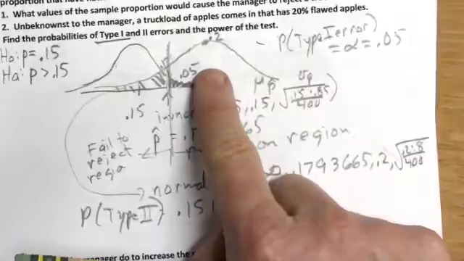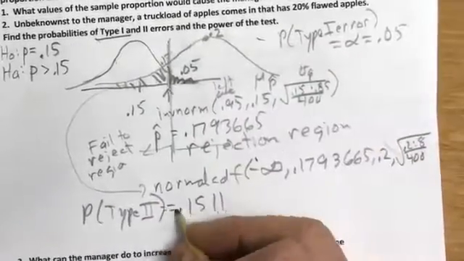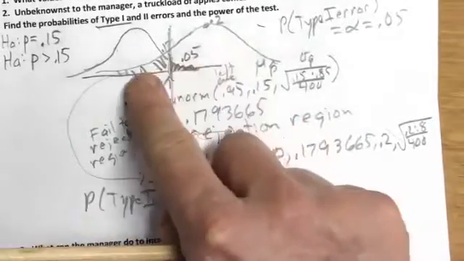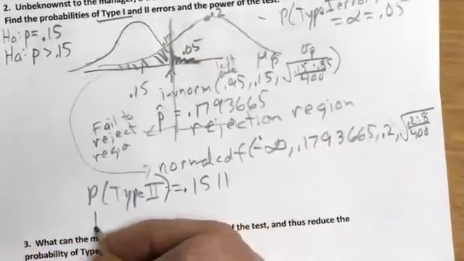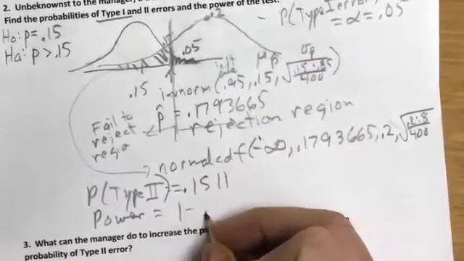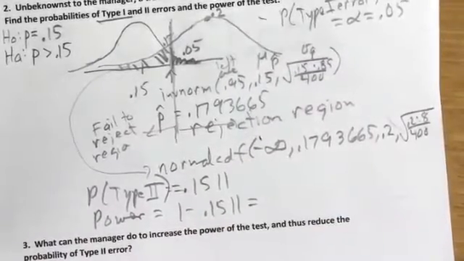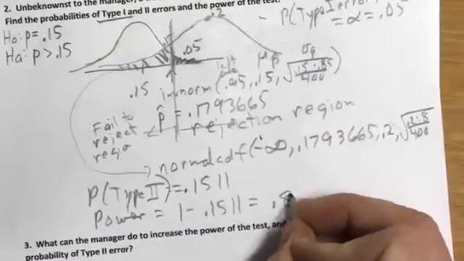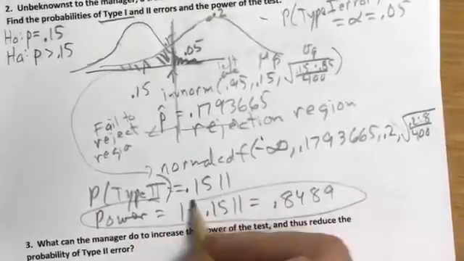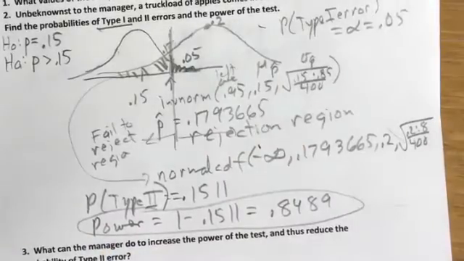And what happens when you reject bad things? That's power. It's like Superman. And it's always equal to 1 minus the probability of type 2 error. Okay, they're a part of the same curve. So power is equal to 1 minus the probability of type 2 error. And so that is going to equal 0.8489. And so that is power. Of course, you could have done normal CDF to find that as well.